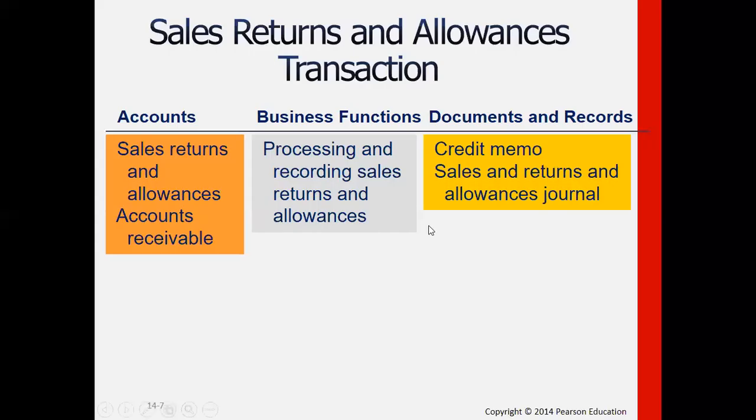Then after that, this is for sales returns and allowances transaction. The affected accounts, as said, would be debit to sales returns and allowances and accounts receivable. Business functions would be the processing of that. And then the documents and records that would be involved will be credit memo and then the journal for such.